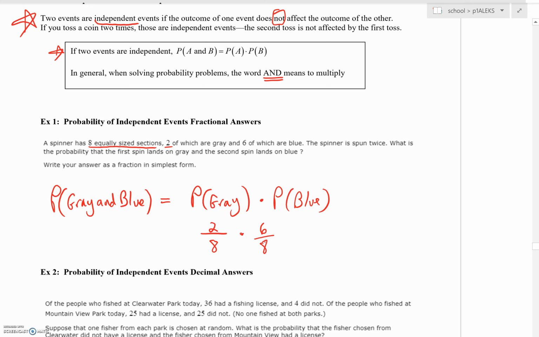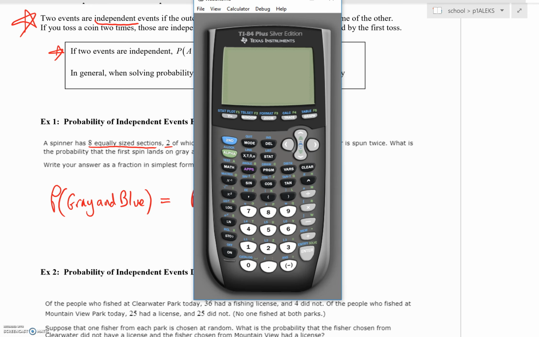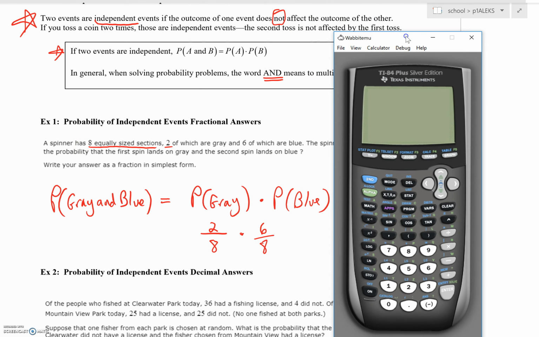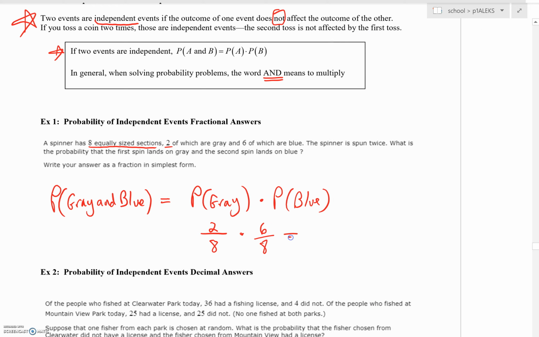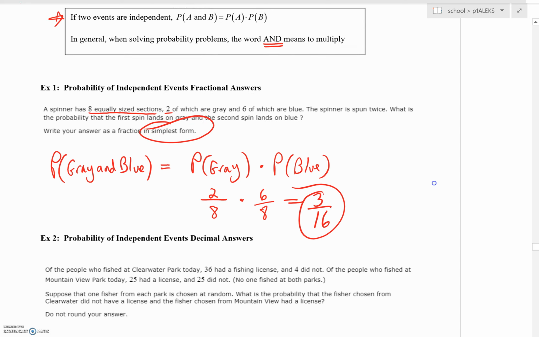Now, of course, right now you could use your calculator to immediately get some assistance. We can just as well reduce these fractions by hand. But please do realize that we need to reduce. If we don't reduce and simplify, Alex, our computer program, is going to mark you incorrect. You don't want that to happen. So 2 over 8 times 6 over 8, you can see that would be 3 out of 16. So you can see that's your final answer in simplest form.